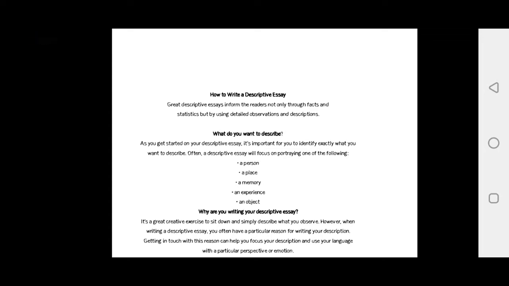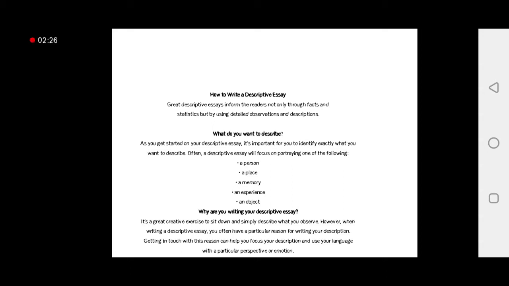When you're asked to write an essay that is descriptive, first you have to observe what it is you're describing. Are you describing a person? Is it a place, a memory, an experience, or an object? These are usually what descriptive essays will ask you to focus on. And when you understand what it is you're asked to describe, it will help you keep track of your writing.